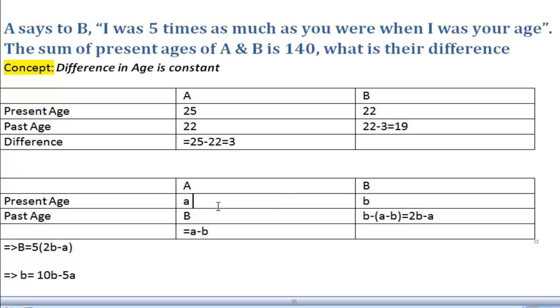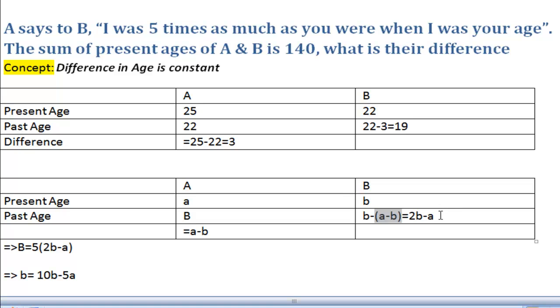So now coming back to the problem, I have the present age of A to be A and that of B to be B. So when A was B years old, what will be the age of B? I've done the same thing. I've taken the difference between the present and the past age of A to be A minus B, and I have subtracted that from B itself, that is B minus (A minus B).